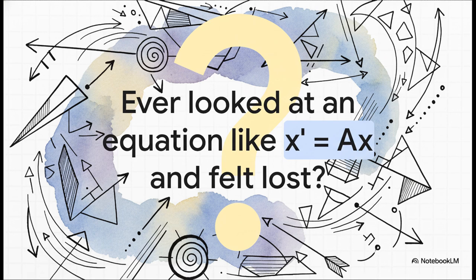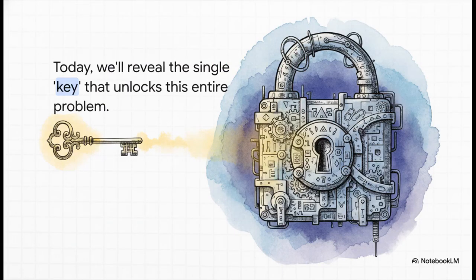So, have you ever stared at an equation like this, x prime equals A times x, and just felt your brain start to short circuit? Yeah, you are not alone. It looks so abstract, right? You've got vectors, matrices, derivatives. I mean, where do you even start? Well, what if I told you there's a single key that fits this lock perfectly? That's what we're going to focus on today. We're not just going to find the answer. We're going to understand exactly why it works, step by step, until that whole intimidating problem just unlocks.